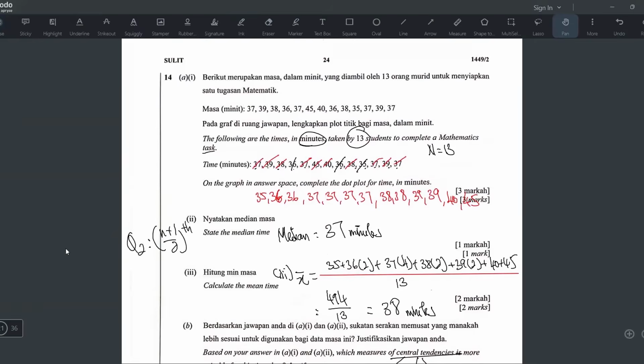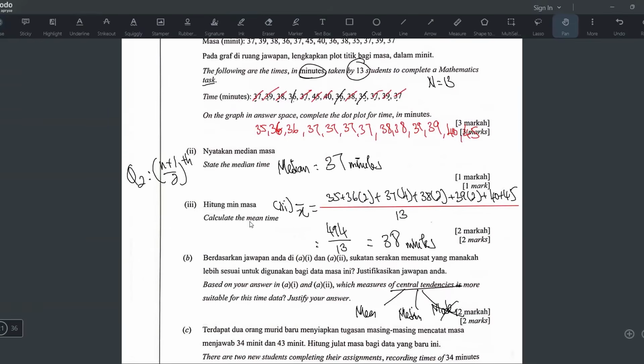So what's your A1, A2? Wait, A1, A2 or A2, A3? I think they mean A2 and A3. Yeah, I think they made a mistake here. So based on your answer A2 and A3, which measure is more suitable for this data? Is the median better or the mean? I'll tell you now, it's better to use the median.